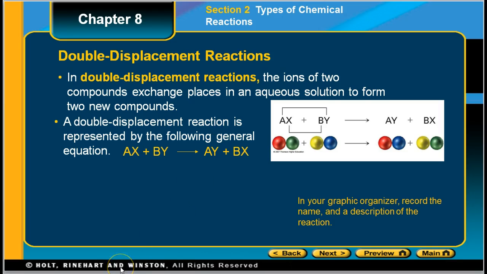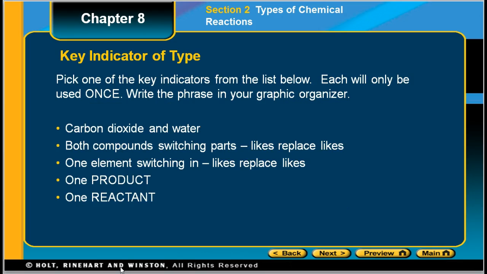Next type is double displacement. In a double displacement reaction, the ions of the 2 compounds exchange places to form 2 new compounds. So this is almost like FOIL in math, where you have the first and last and then the inside and the outside. So the first and last elements will switch, and then the 2 inside ones will switch. Now you have to have positive parts first and negative parts second. You have to cross charges. You have to make sure that you're replacing a metal with a metal and a nonmetal with a nonmetal. So in our indicator of type, we have both compounds switching parts, likes replace likes.